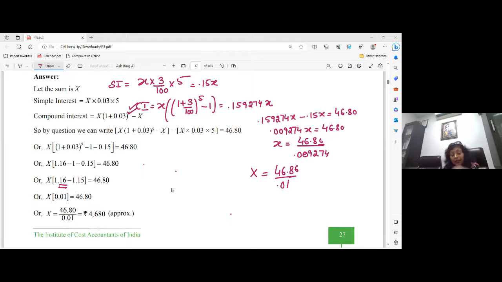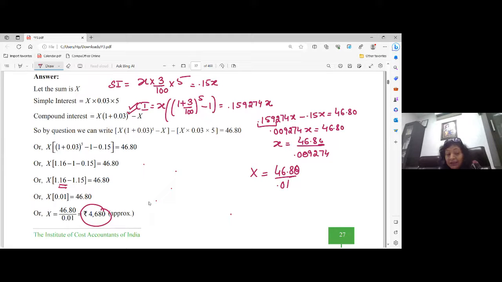Bacha, always keep in mind the fractions value. How much fractions you are taking, it will change your answer. Like my answer is also perfectly fine, but they took only 2 decimal places. They took 0.159 as 0.16. But I took 0.159274. So according to them, answer is 4680. And according to me, answer is 46.8 divided by 0.009274. The answer is 5046.